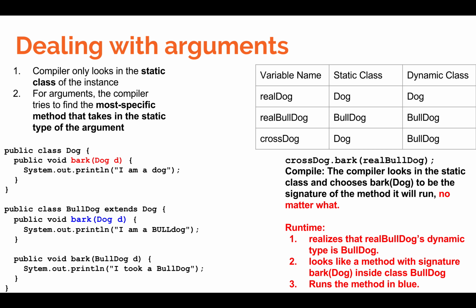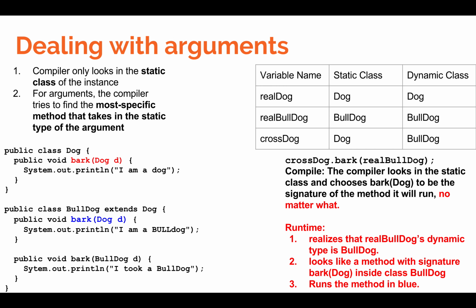Now, dynamic method selection is going to take place. We're going to realize, hey, cross dog was actually a bulldog. So what does the runtime do? Runtime looks inside the bulldog class for a method that looks exactly like bark dog. Okay? It finds this one and it runs this one. Not this one. This one would have been better for us, sure. But the compiler selects the signature for us. This is probably the most difficult thing to settle in with Java, in my opinion.